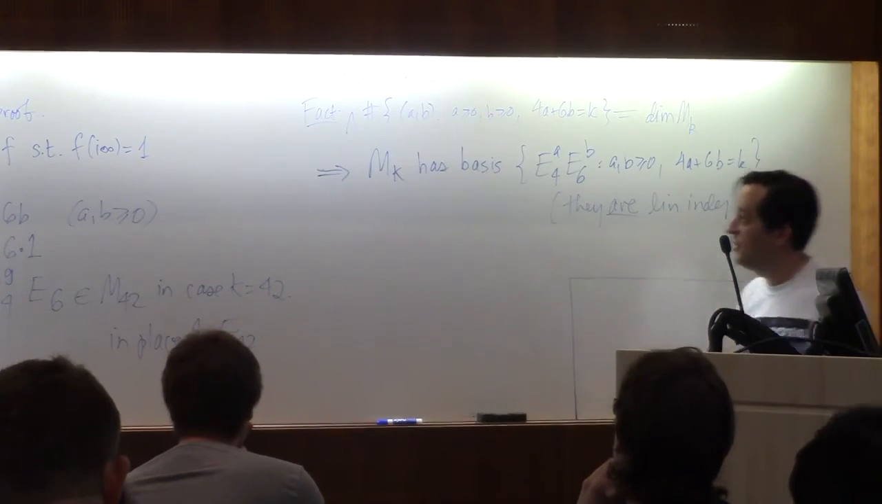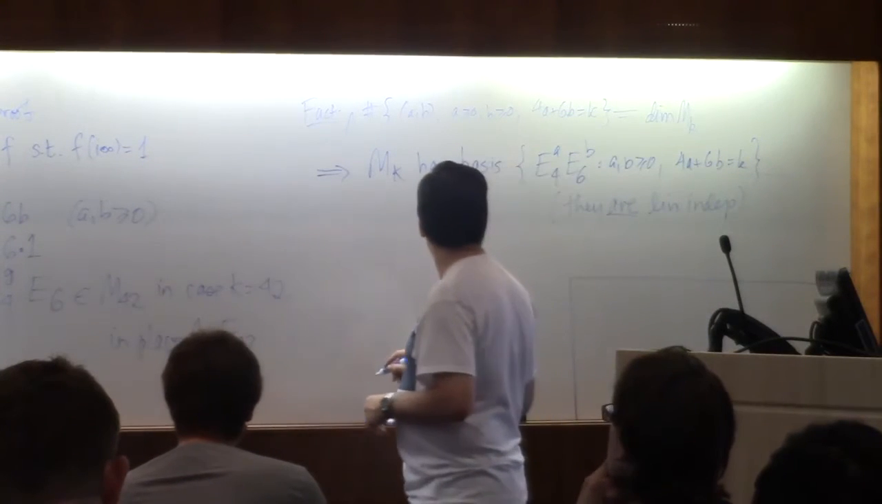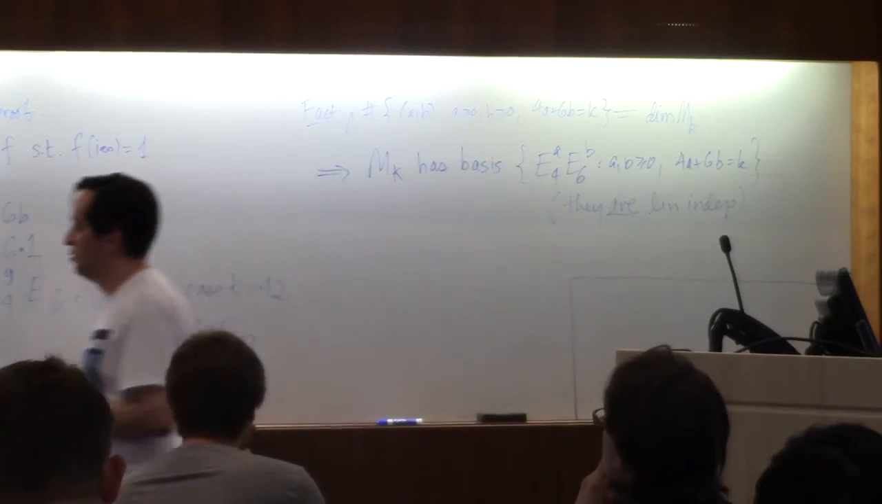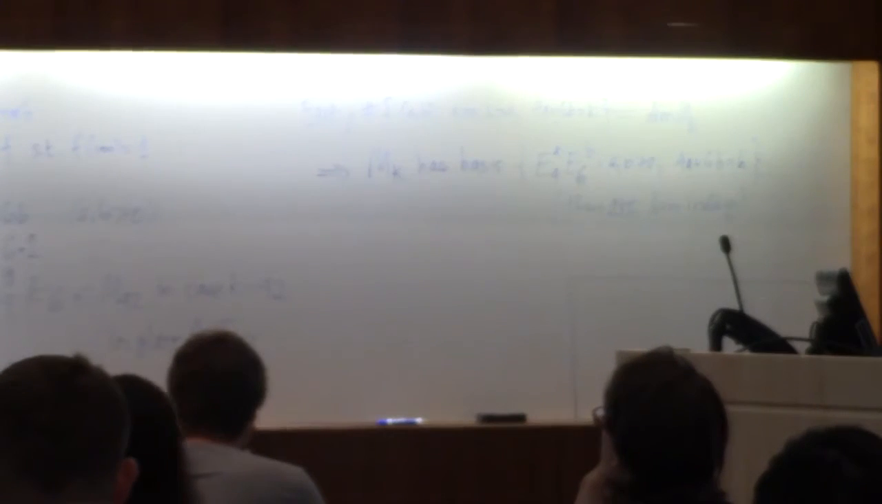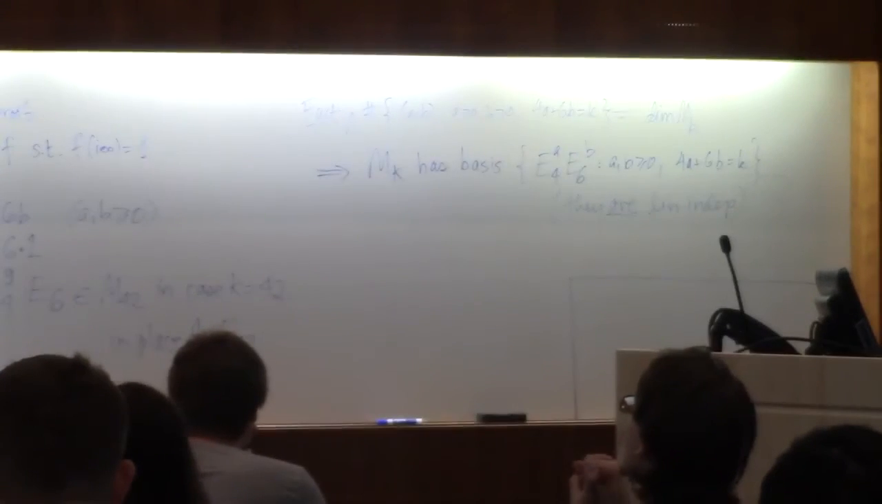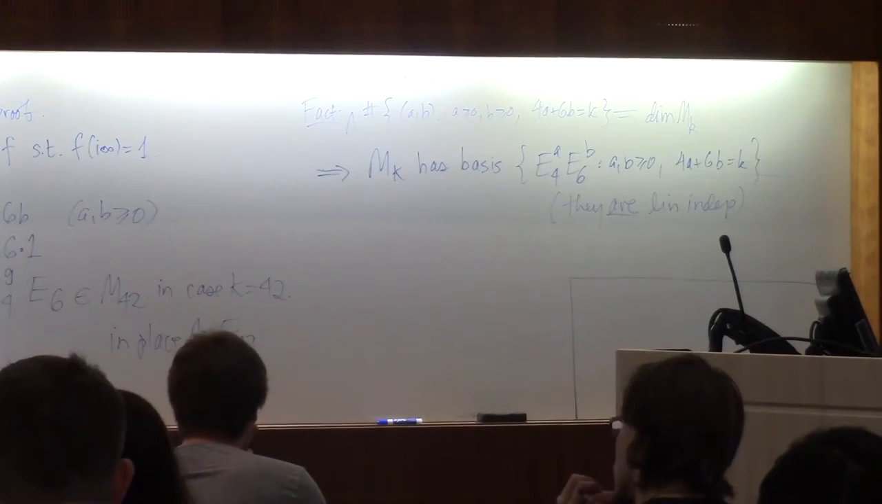All right. So in fact, it turns out that every modular form is a linear combination of the powers of E4 times E6. E4 and E6 generate all the modular forms. Yeah.